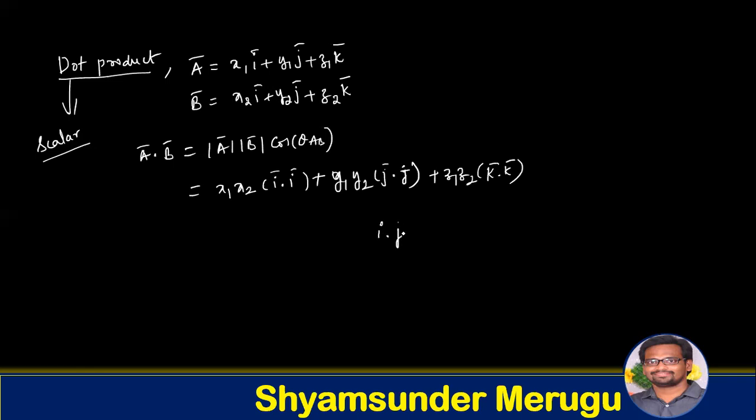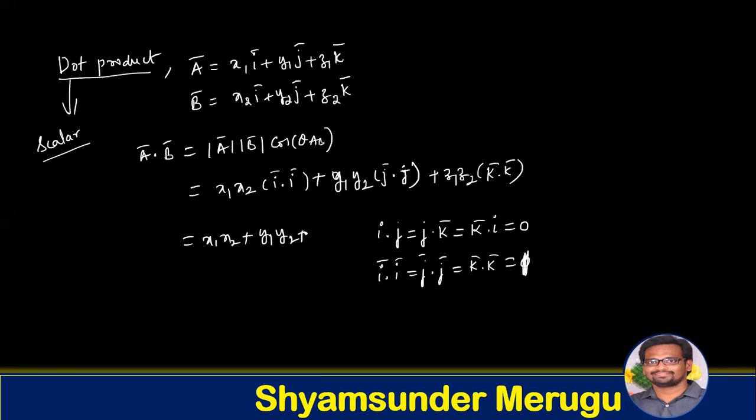the dot product between two similar vectors will be 1 and dissimilar vectors will be 0. So here all these unit vectors are dissimilar, and between the dissimilar vectors the dot product is 0, and between the similar vectors it will be always 1. As we know that the result will be 1. Okay, right. So in this case what do we get? x1 x2 plus y1 y2 plus z1 z2. So this is a bar dot b bar.